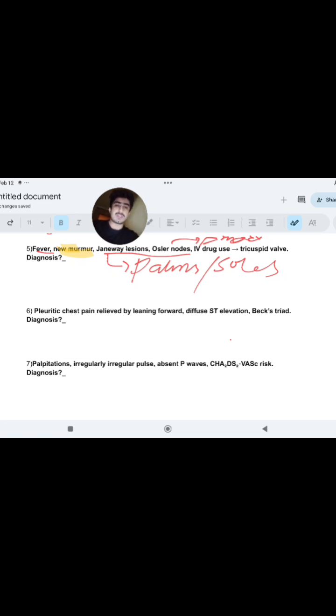Or the patient is IV drug user. In IV drug user, most common valve affected is tricuspid valve. So what will be the diagnosis? It's diagnosis of endocarditis. Patient of endocarditis specific. Okay, endocarditis.